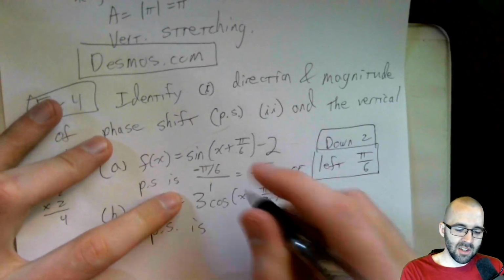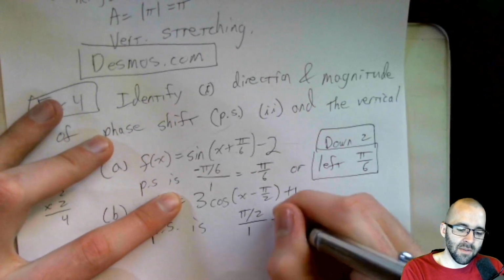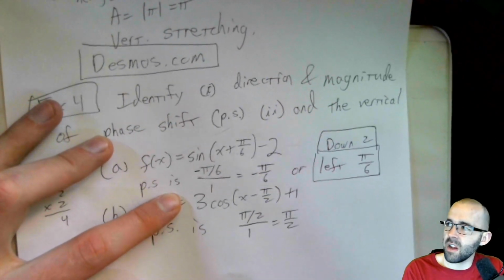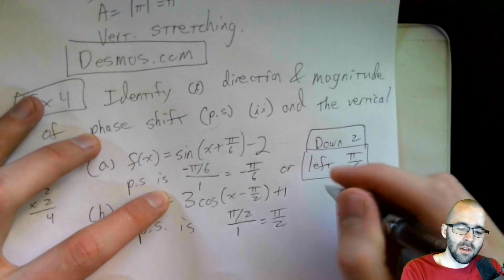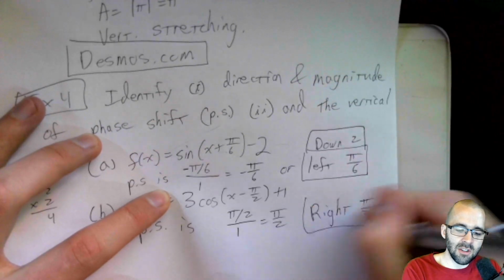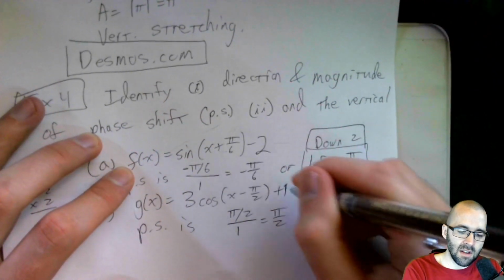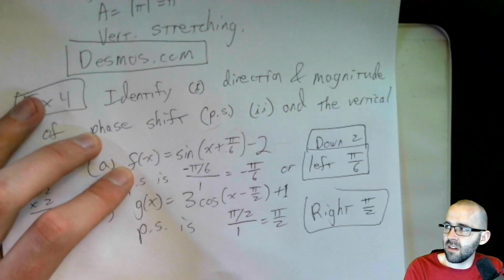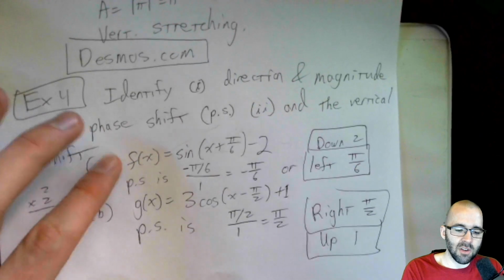Okay, so it's going to be just pi over 2 divided by the coefficient of x again, which is 1. Right? That's just pi over 2. Anything divided by 1 is itself. So that now tells us that it's going to be right pi over 2 units. That's what the phase shift tells us. All right, and this is kind of hard to read. There's supposed to be a plus 1 right there. So we are moving up 1 as well. That's the vertical shift.